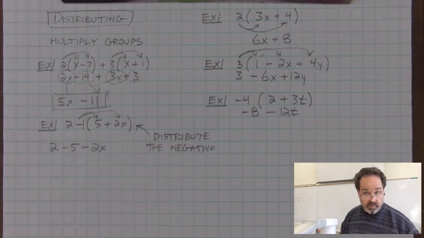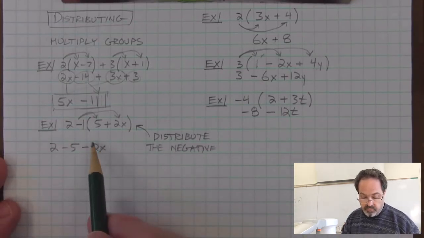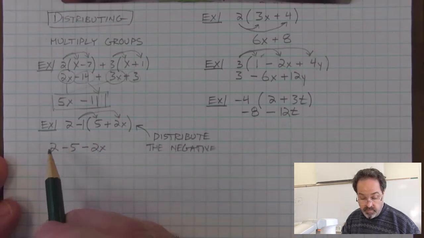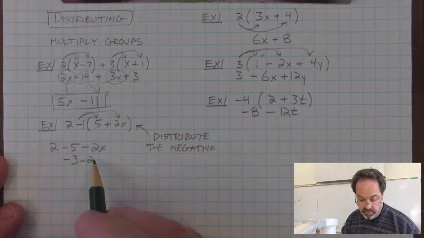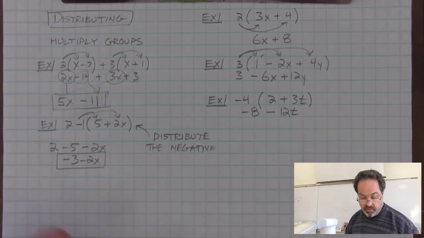To simplify, we're going to combine like terms if we have them. This term of negative 2x won't combine with any other term. It's the only one with an x variable component. These numbers 2 and negative 5 can be combined into negative 3. And then the negative 2x is still there, which gives us the final simplified answer.